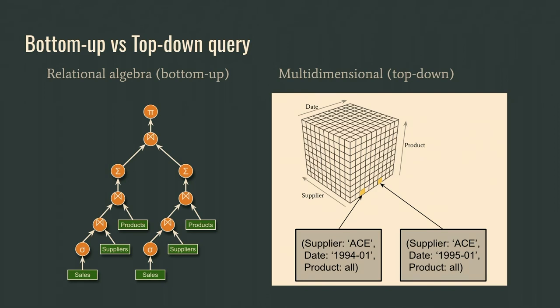In the multidimensional model, you just specify two different points. I want January 1994. I want January 1995, right? So you're basically specifying the coordinates of the data that you want. And then the engine will figure out how to go and execute all of the table scans and aggregations and stuff to compute the values in that coordinate system. So a multidimensional system kind of works like a virtual spreadsheet.